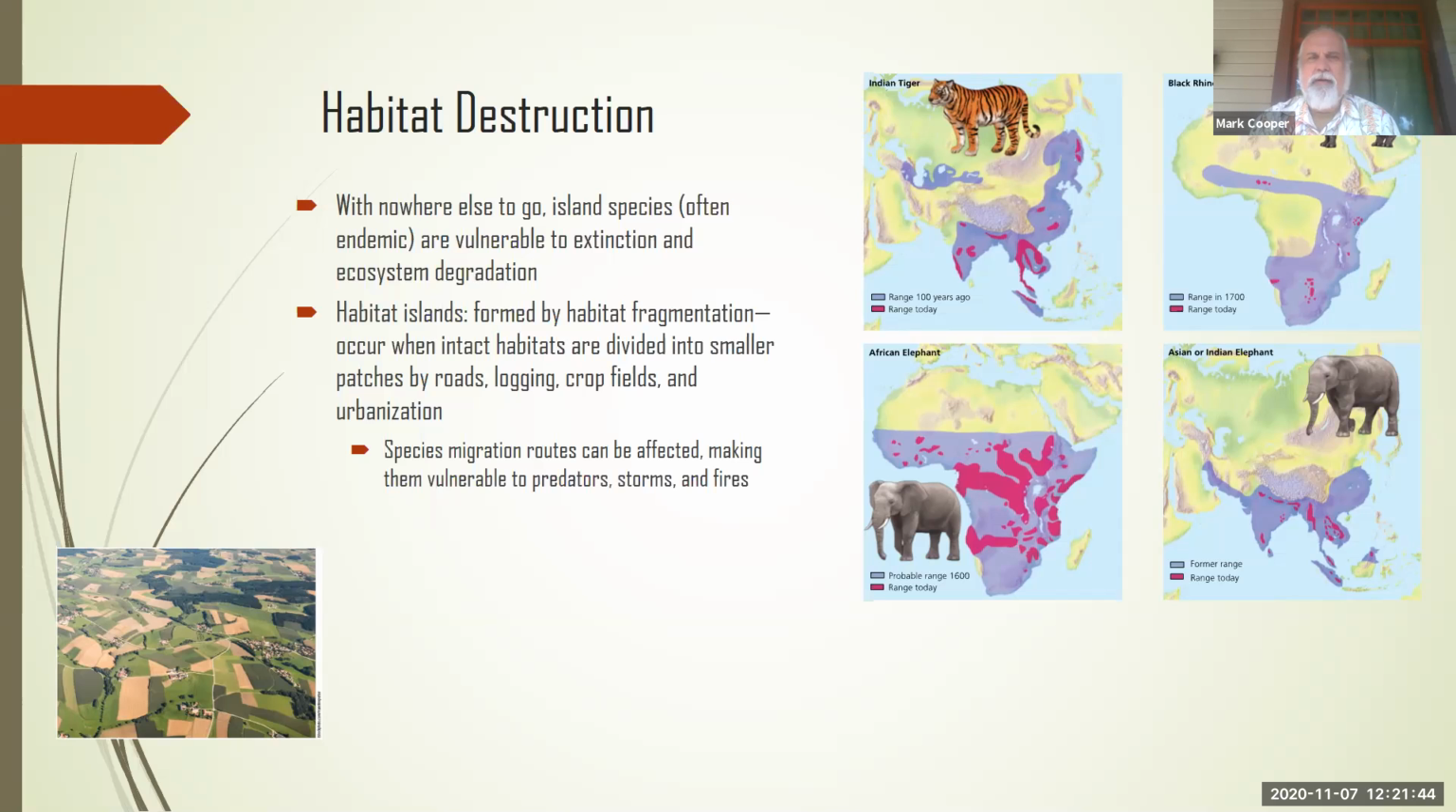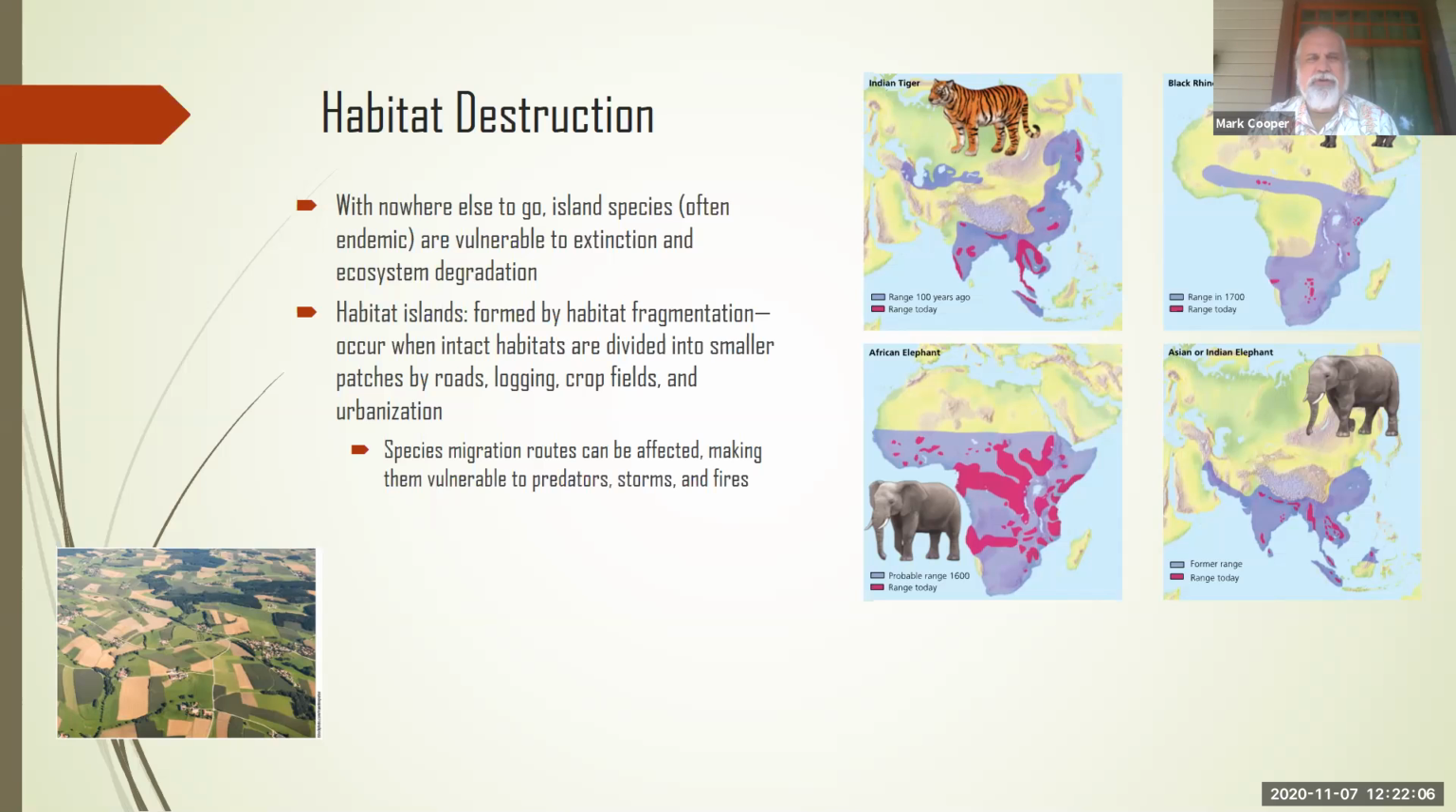We got to make sure that these habitats stay large, that they stay connected through corridors that I mentioned earlier, and that we have ways for species to migrate from one area to another. And that's important for genetics, it's important for the species, it's important for the ecosystems.